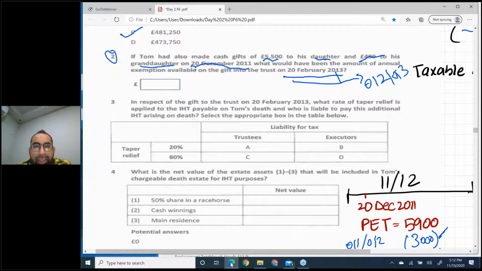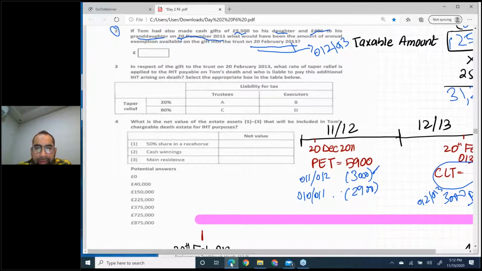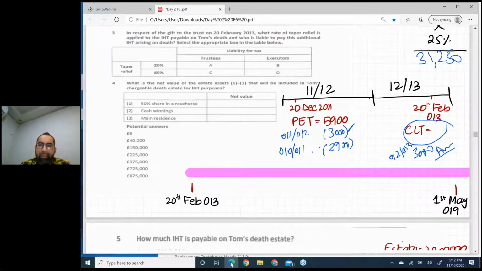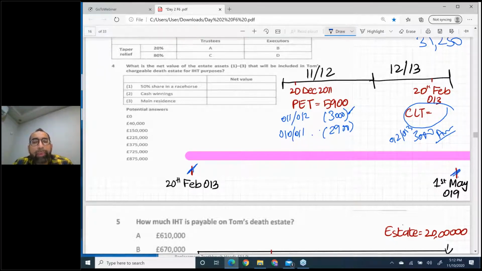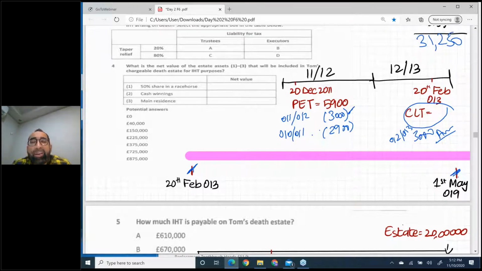First, let me discuss the taper relief. See, my sketches are ready. For taper relief, always count the gap between date of gift and date of death. The date of gift is 20th Feb 13 and date of death is 1st May 2019.